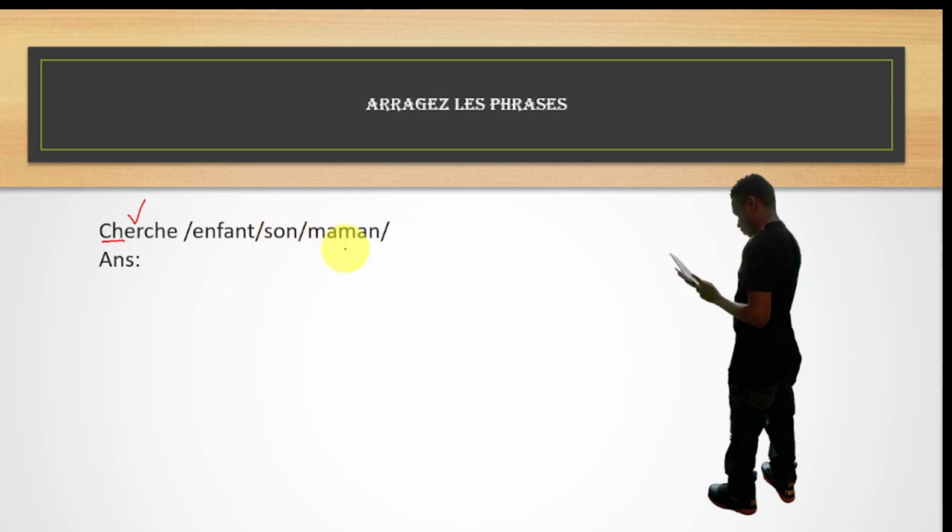So, the right answer, if you want to put this, I want to give you guys at least, let's say, 3 seconds. Guess what the answer is going to be. So, we have chercher, enfant, son, maman. So, maman is one. After maman, this is the second one. Maman cherche son enfant.